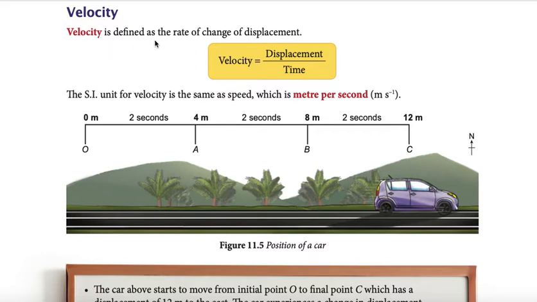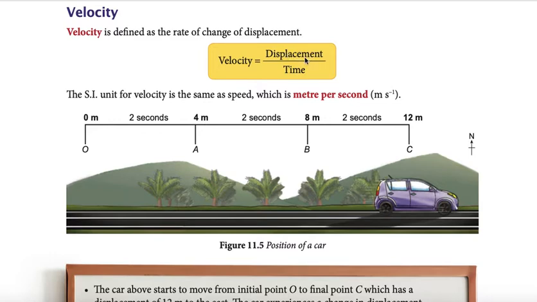Velocity is defined as the rate of change of displacement. Speed ialah laju, manakala velocity ialah hal laju. Remember in previous class, teacher explained the difference between distance and displacement. Displacement must indicate the specific direction. Sesaran mesti menunjukkan arah yang spesifik.